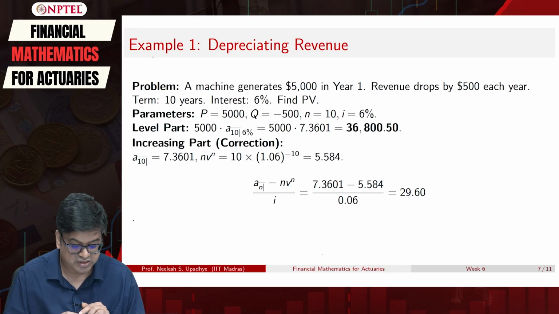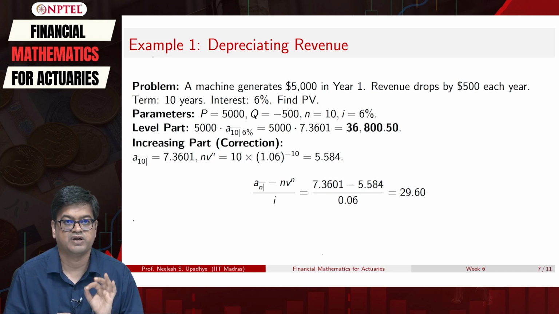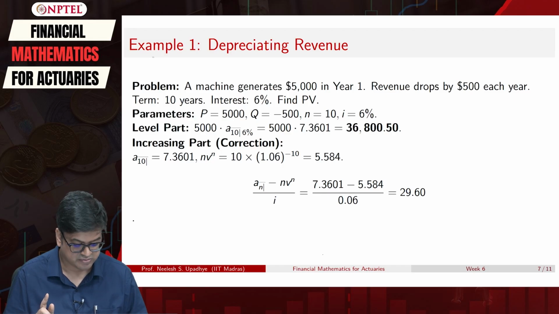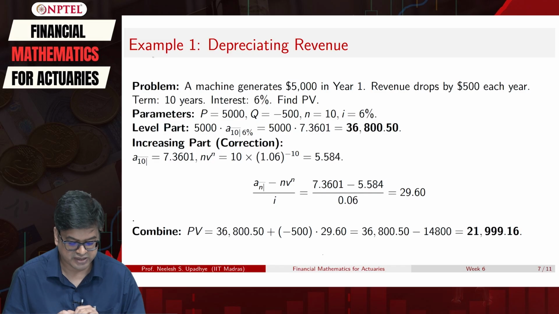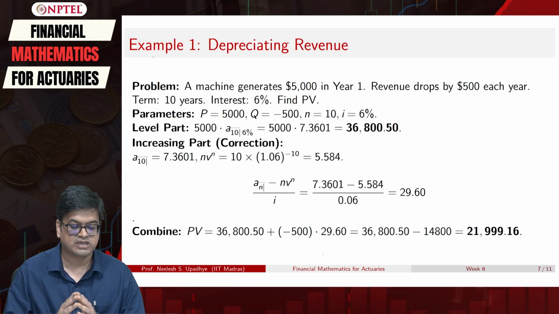Now this particular part you have to multiply with minus 500, that is the important thing. When you multiply this with minus 500, you get the final answer to be equal to 21,999.16. You check for yourself whether you are getting this answer.